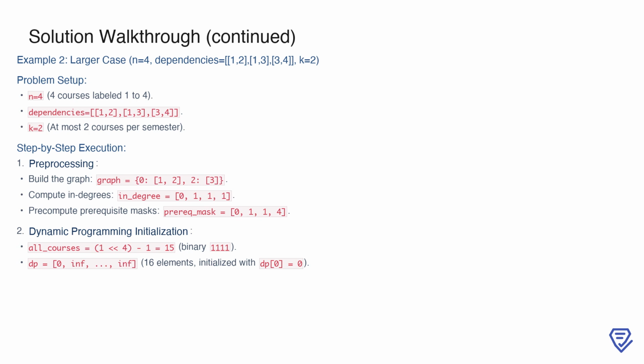We calculate the indegrees, where courses 1, 2, and 3 each have 1 prerequisite, and course 0 has none. The prerequisite masks indicate which courses each course depends on. For example, course 3 depends on course 2, so its mask is 4 in binary. We initialize our DP array, starting with DP[0] set to 0 and the rest set to infinity. Since there are 4 courses, all_courses is represented as binary 1111.